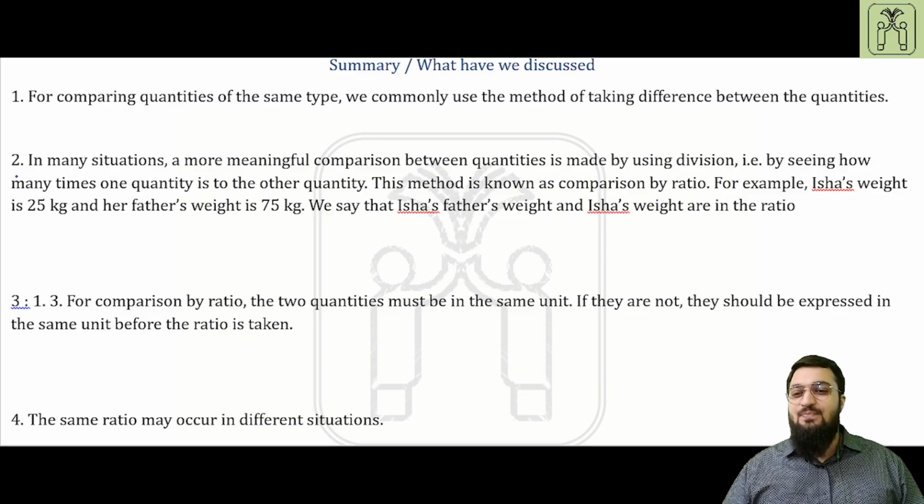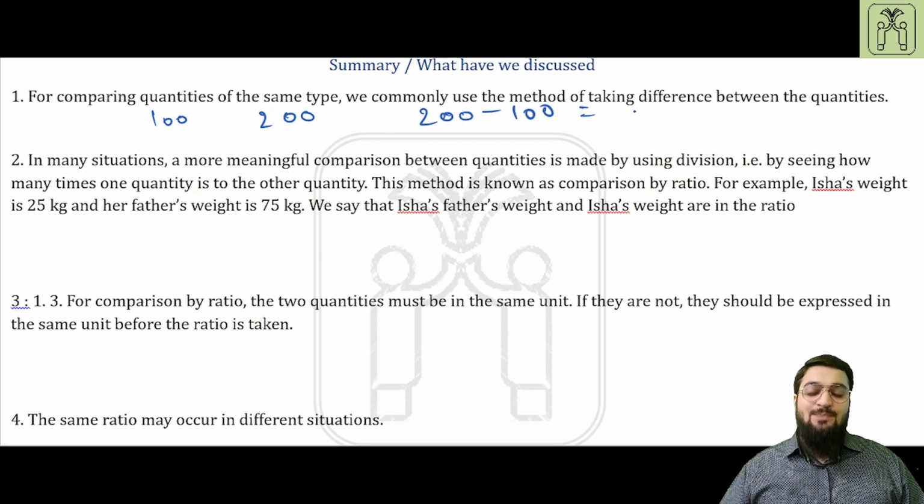So let's start. Question number 1. For comparing quantities of the same type, we commonly use the method of taking the difference between the quantities. That is, if you want to compare anything, for example, I have 100 rupees and another person has 200 rupees, what will I do? I will do 200 minus 100 rupees and I will say that the other person has 100 rupees more than what I have.